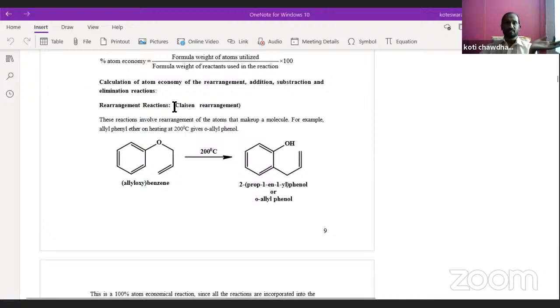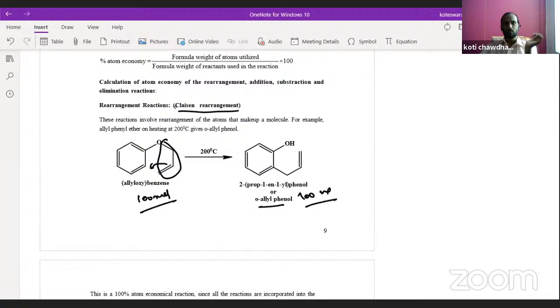Suppose we consider the Claisen rearrangement reaction. This reaction involves the conversion of just this group. This particular group is rearranged from this position to this position. That is allyloxy benzene converting into 2-allyl phenol, or ortho-allyl phenol. This is the product. Now, suppose 100 molecules of this reactant convert into 100 molecules of this product. Therefore, this reaction's atom economy is 100%.